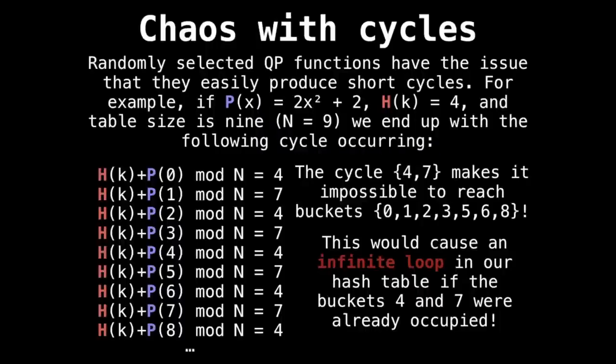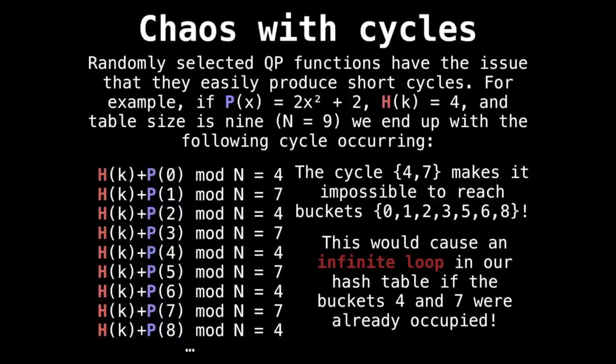As it turns out, most randomly selected quadratic probing functions will end up producing a cycle. Here's an example. Suppose we chose our probing function to be p of x equals 2x squared plus 2. The key we wanted to insert hashes to 4, and the current table size was 9. Then we would end up with a 2 cycle. So first time around we would probe at position 0, we would get 4, probe at position 1, we get 7. Suppose those two entries were full, and then we would end up in a cycle again.